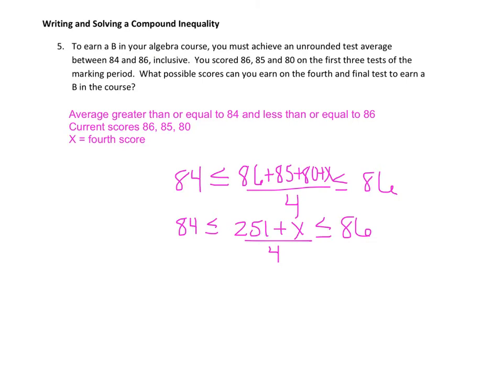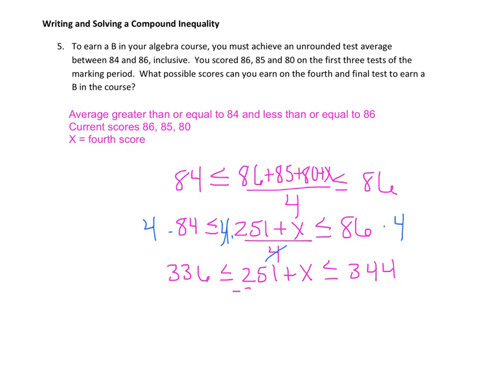Next, we have to remember how to get rid of fractions. We multiply everything by 4. So I'm going to multiply this fraction by 4, this by 4, and this by 4. These two 4s will cancel. On the left side, we multiply, and we get 336 is less than or equal to 251 plus X, which is less than or equal to 344.